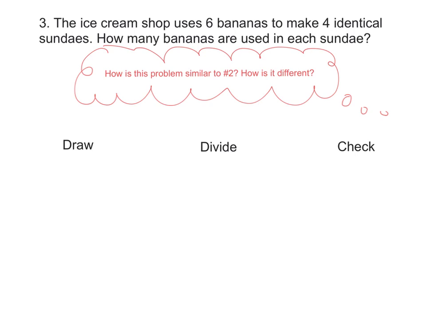Yeah. Okay. But that they're different because before, what number was the whole? 4, because 4 pints of ice cream were being divided. This time, what number is the whole? 6, because 6 bananas are being divided by 4 sundaes.